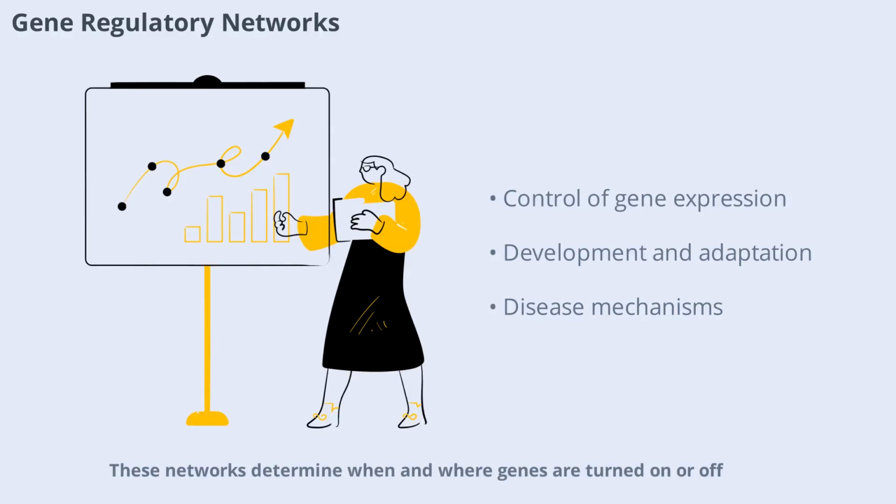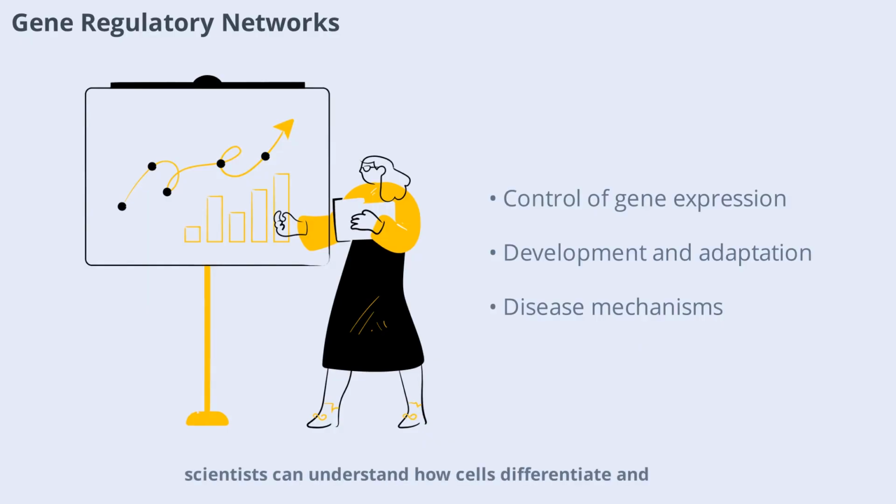These networks determine when and where genes are turned on or off, shaping development, physiology, and adaptation. By mapping these networks, scientists can understand how cells differentiate and how diseases like cancer arise from regulatory failures.